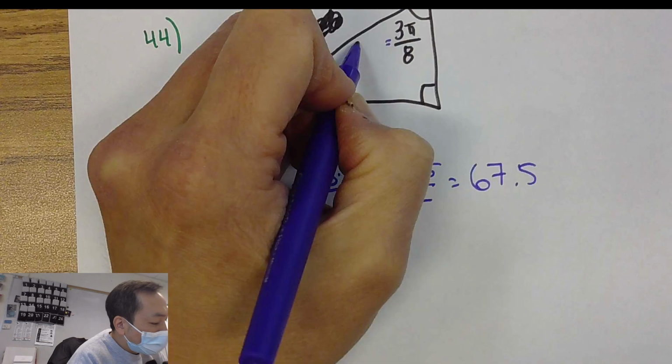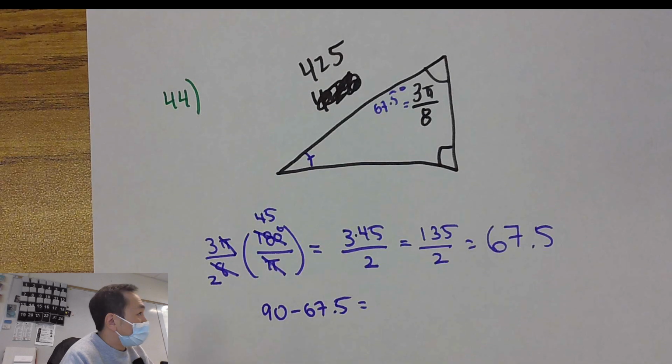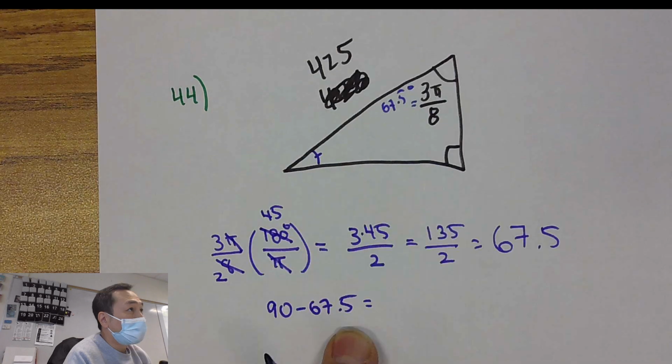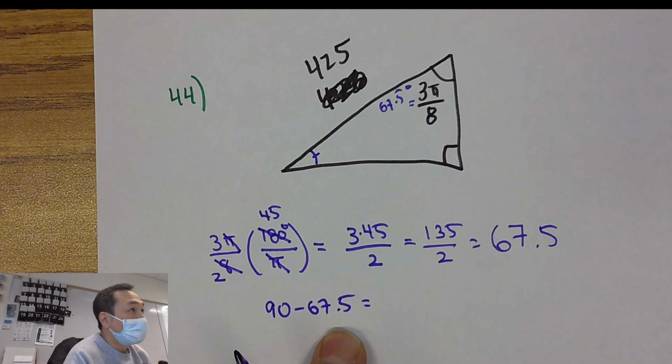If that angle is 67.5, then this angle here must be 90 minus 67.5, right? 180 minus 90, which is 90, minus 67.5, which is 22.5. So we got that as our degrees. We're good with that.